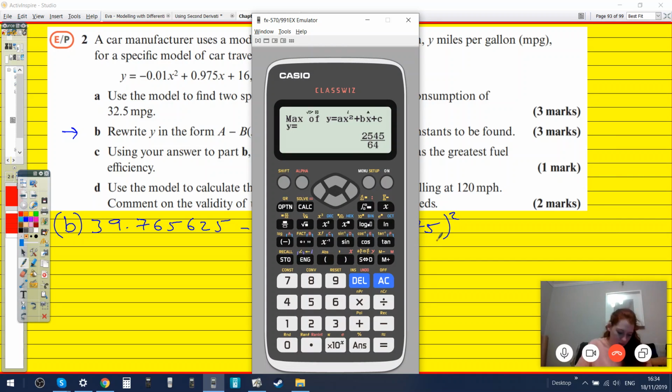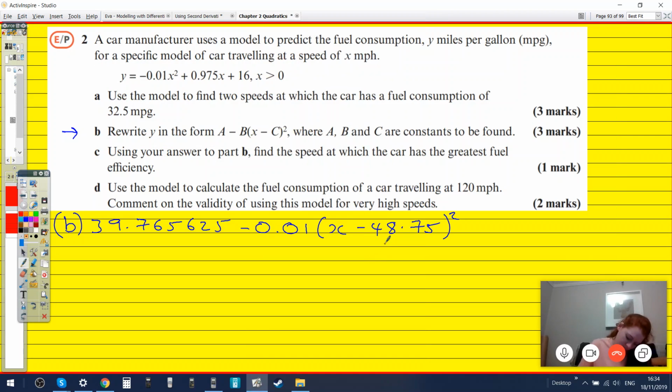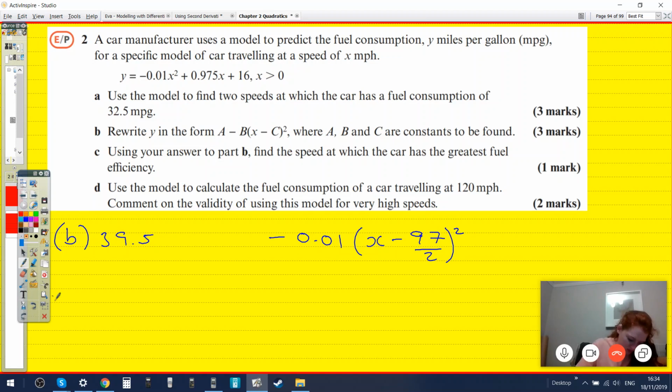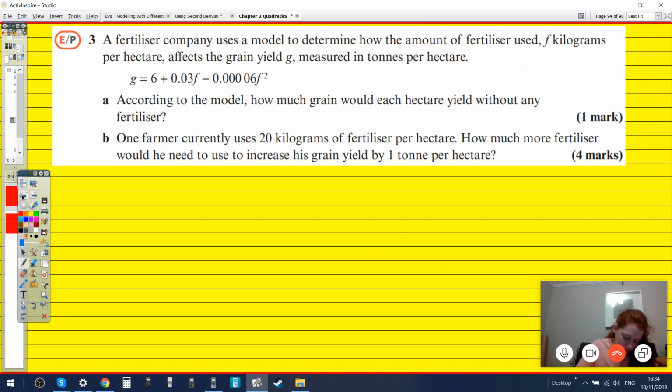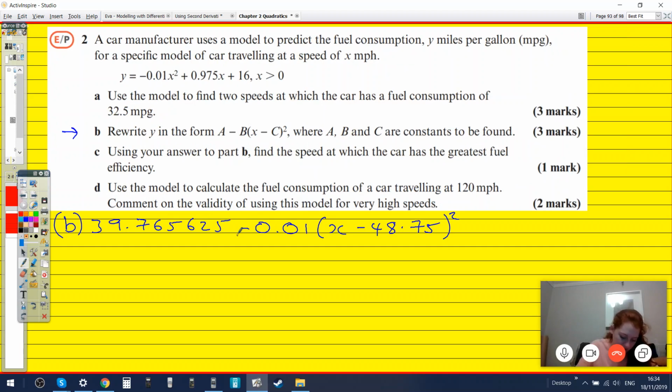Right, so the x value is 195 over 4. Yeah. And the y? That is 2,545 over 64, which is 39.7. Yeah, whichever way you want to do it. So I think you'll agree that's a much easier way. So you got the minus 0.01 factorized out.